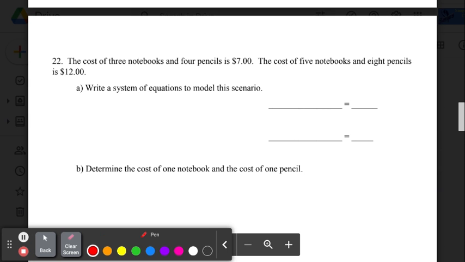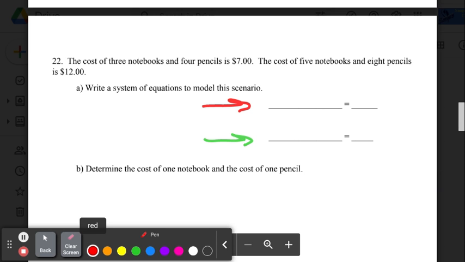Okay, here's the system's word problem. The cost of 3 notebooks and 4 pencils is $7. The cost of 5 notebooks and 8 pencils is $12. Write a system of equations to model this scenario. So you're going to put an equation here, and then you're going to put an equation here.